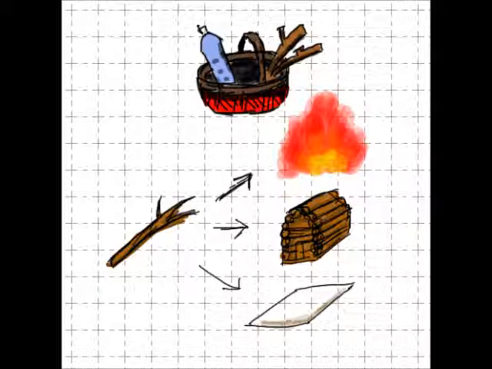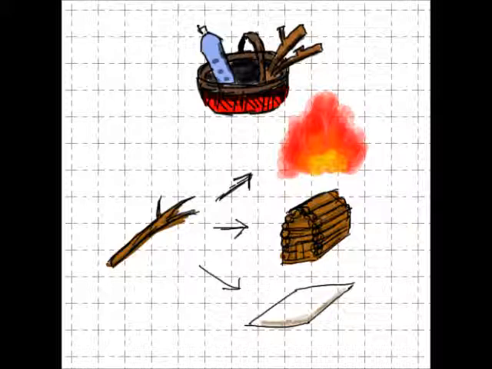Okay, I'm giving town A as an example. So town A had water and branches. So for example, the branch can be used for many different alternatives. First, it can be used to make fire. Second, it can be used to make a house. Lastly, it can be used to make papers. There are many other alternatives, but these are the ones I chose.